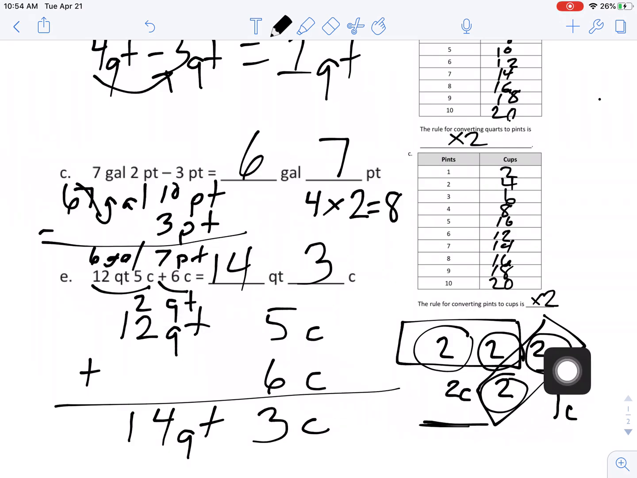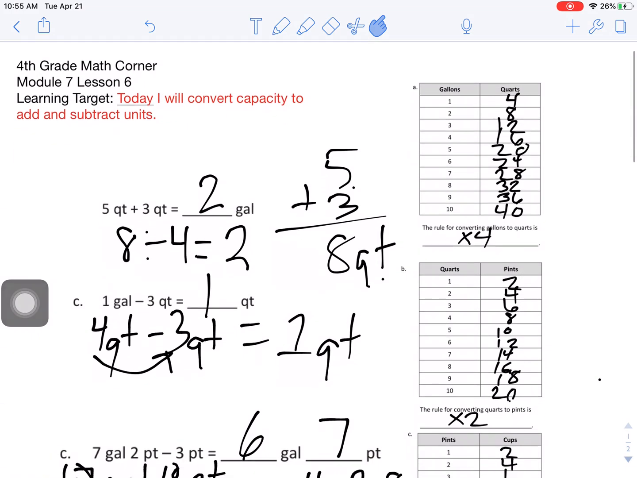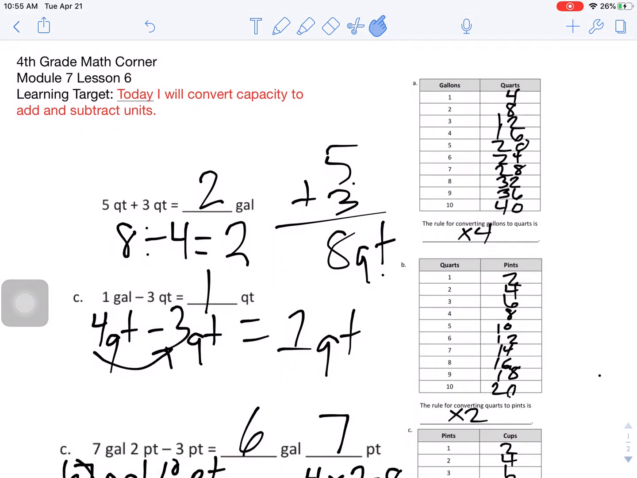For these ones, you might need some pictures drawn. It's going to be multiple steps. Just make sure that you check what units you're adding and what units you have as your answer. Okay? If you have any questions or trouble, please make sure that you ask during your Zoom classes, or you email or message your teacher.